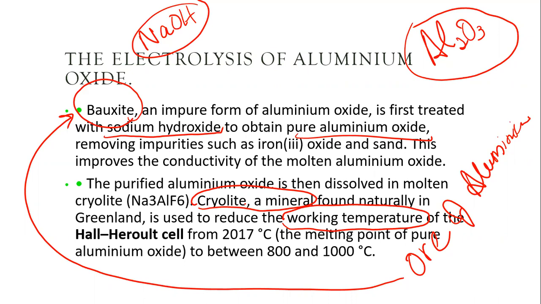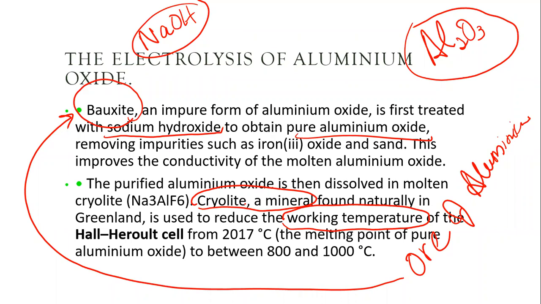So what you're going to do is step number 1, purify it, right? Get your hand on some pure aluminium oxide. Step number 2, add cryolite to it. Get the working temperature down, and then you melt all of it until you have molten aluminium oxide. Any questions so far? No.